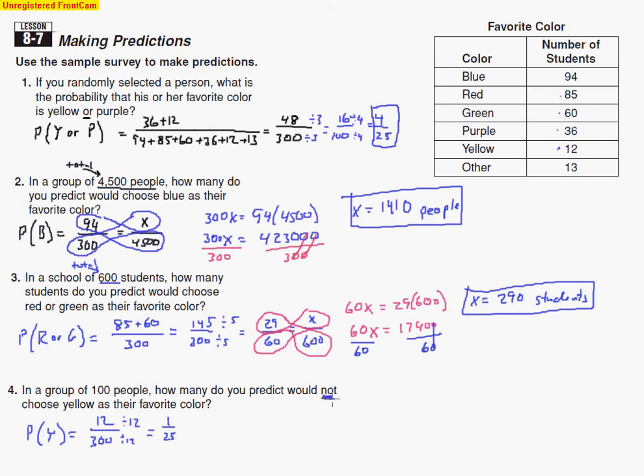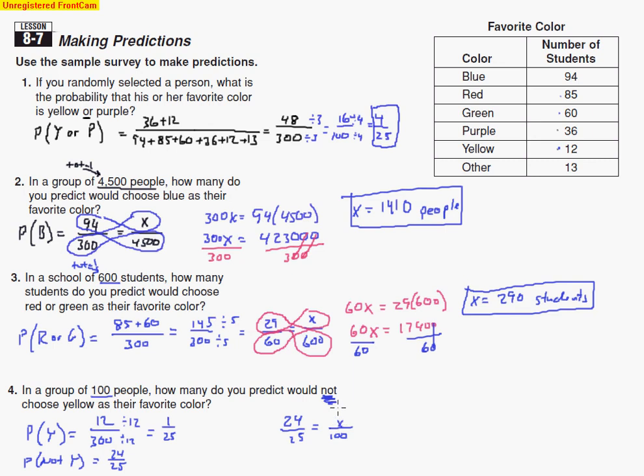They want one that's not yellow. Predict how many would not choose yellow. Well, the probability of not a yellow would end up being 25 minus 1. We've got to find out how many people would like yellow is 1, so the people who don't like yellow would be 24 out of that 25. So this is the one we're going to end up using, 24/25. And we're going to set it equal to, now how many people? There are 100 people here.